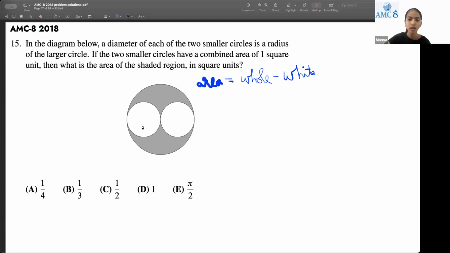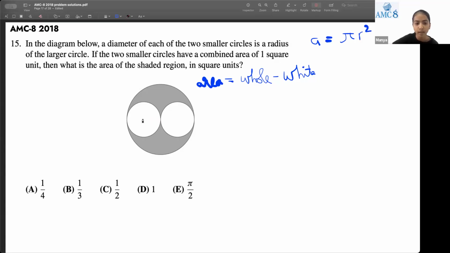Now we already know the area of the white circles is going to be equal to 1, but this is for both of them combined. So it's going to be equal to 1. But the problem with that is that we need to find the area of the whole circle. How do we find that? So the area of the circle in general, the formula would be equal to pi radius squared. What's the radius?